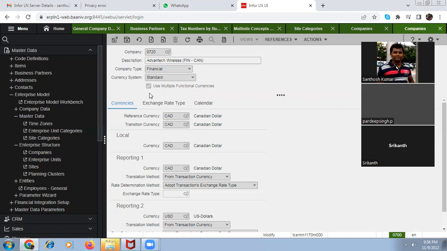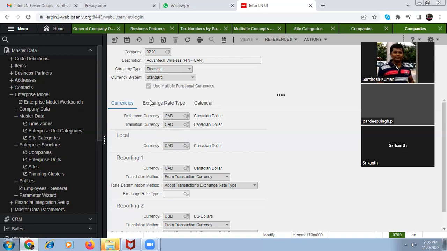And in LN, there are four types of currency systems you can use: single, dependent, independent, and standard. I will explain those tomorrow, because once I start, it takes a minimum of 20 to 30 minutes. But this is the main session where we will start creating financial data.